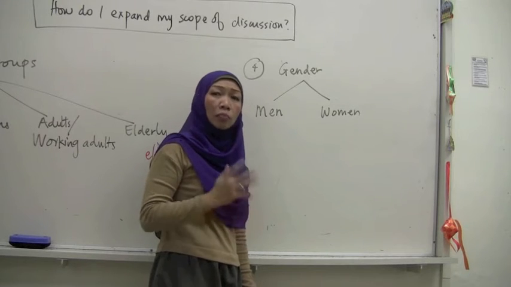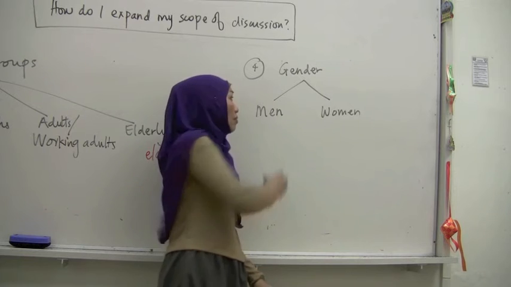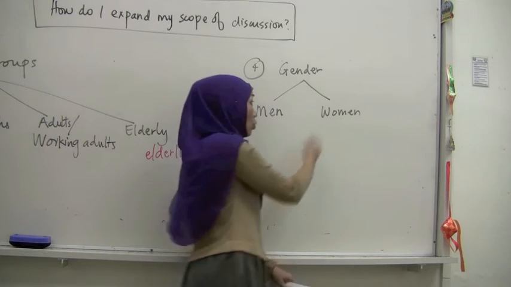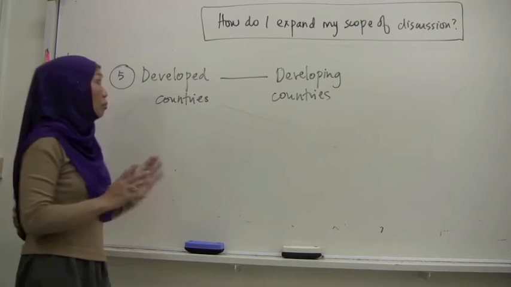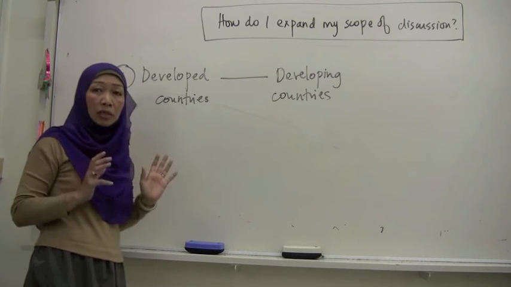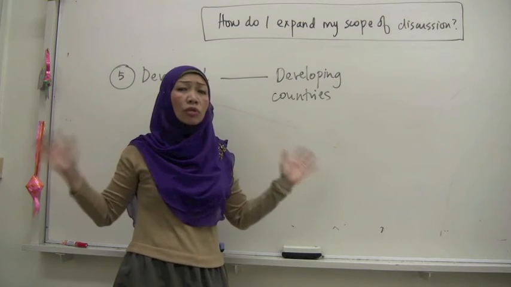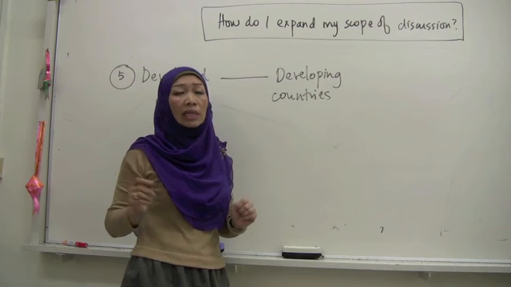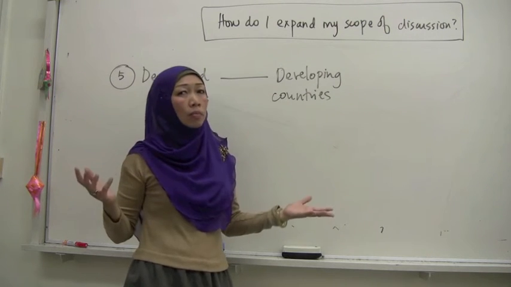Now the fourth way of brainstorming is to look at gender. Many people look at the issue from the perspective of men, perhaps because men view the problem in a different way as compared to women. So that's the fourth way. And the fifth way is to brainstorm looking at the issue through the developed country's perspective or the developing country's perspective, because these two different kinds of countries have different problems and they have different priorities. So this is another way in which you can help brainstorm a wider scope.